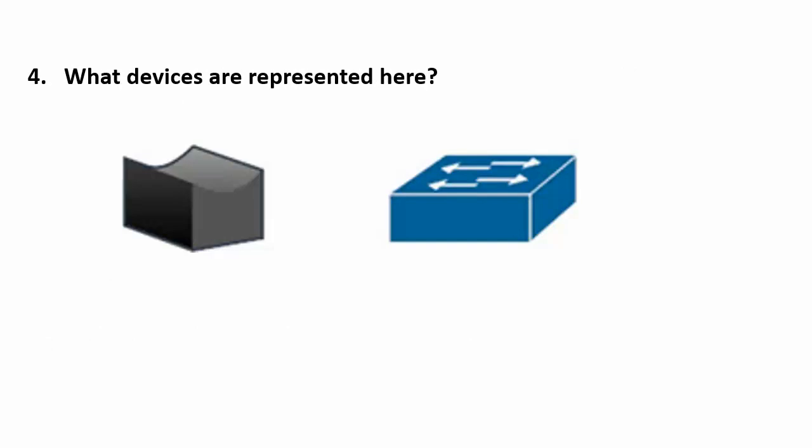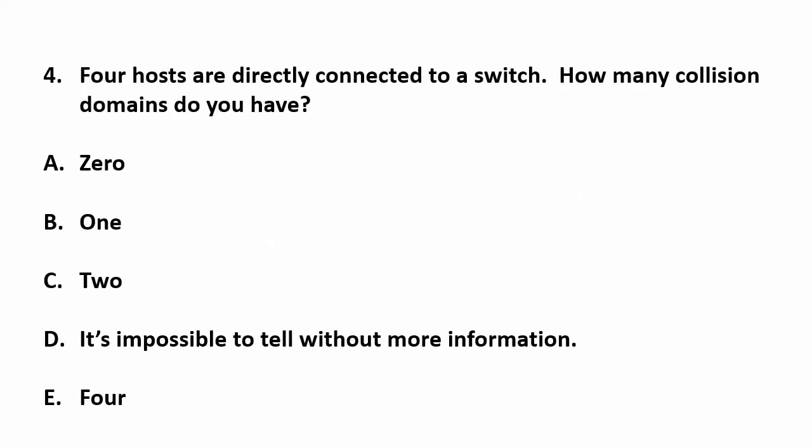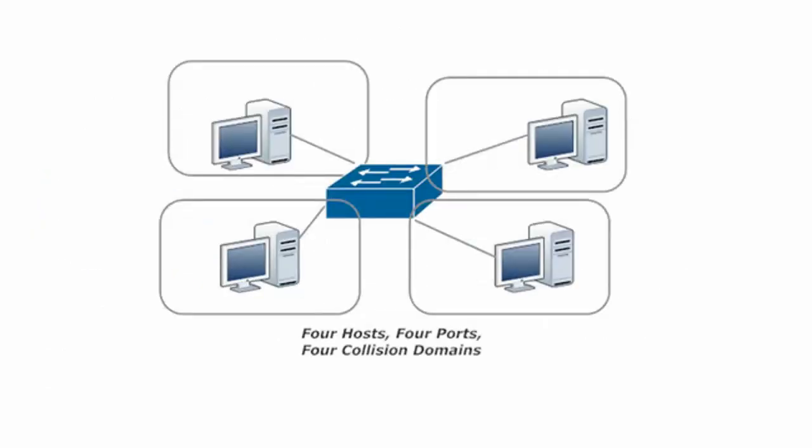What devices are represented here? That's our bridge, first off, on the left, and that is a switch on the right with the 4 single-headed arrows. And question 4 again, 4 hosts were directly connected to a switch. How many collision domains do you have? Let me show you an illustration here. I'm going to scroll again, so if that bothers you, just close your eyes for a moment, and here we go.